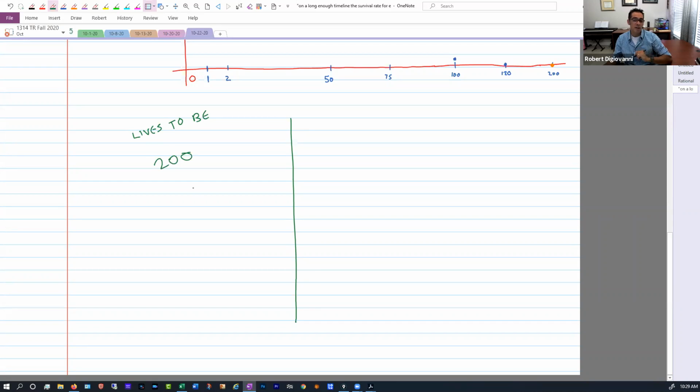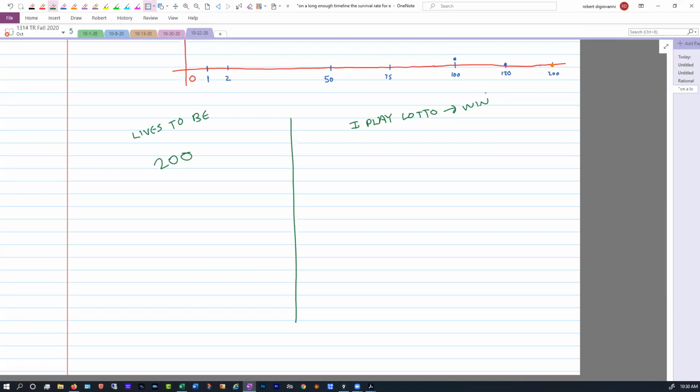Here's the second scenario. I'm going to play the lottery tonight, and I'm going to win it. Which of those 2 is more probable? What do you think is more likely to happen? Someone living to be 200, or me playing the lottery tonight and winning? What do y'all think? What's more likely?